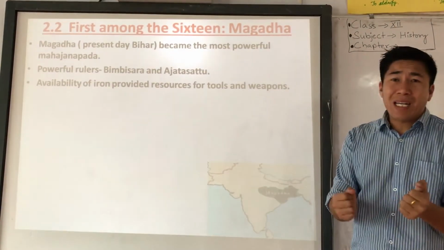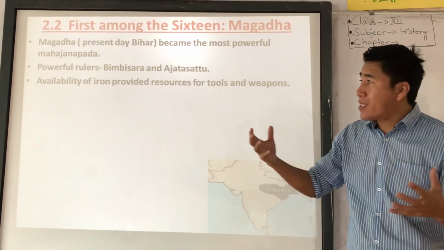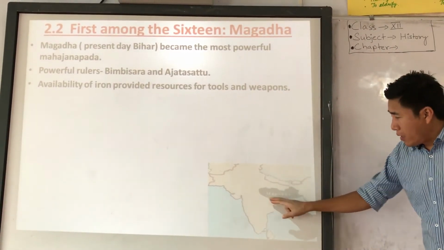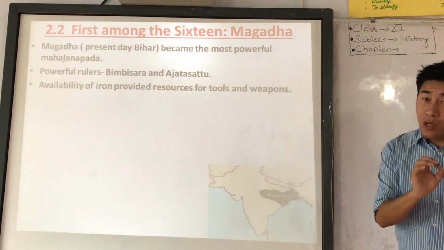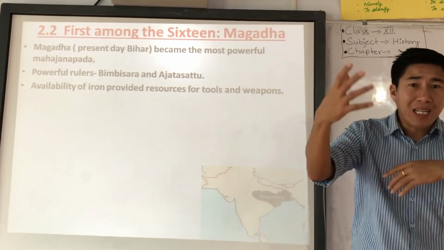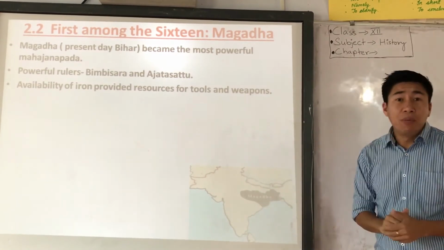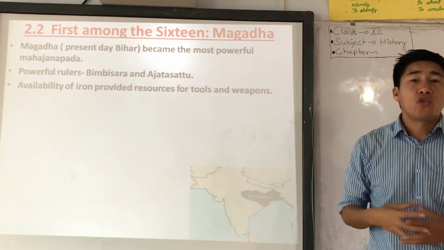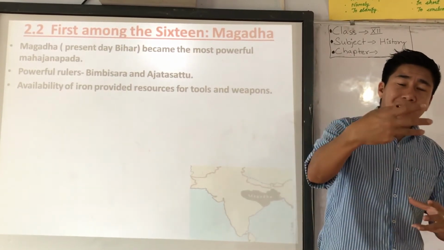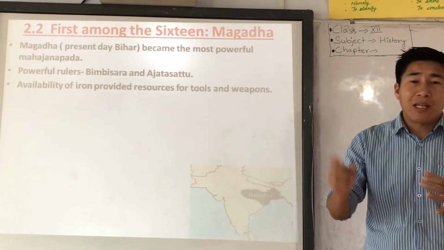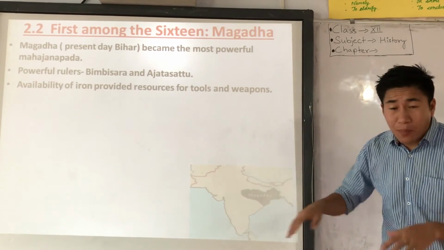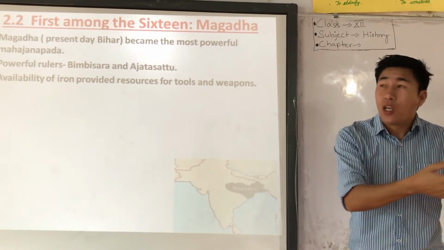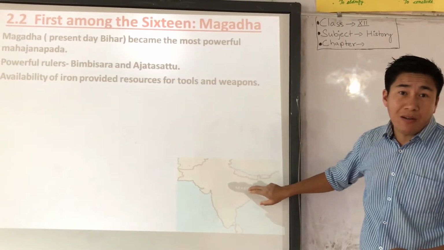And the second point, why it is considered powerful, is the availability of iron, which provides resources for tools and weapons. If you remember, present day Bihar, right? If you have heard about the place called Jharkhand in the Indian state, during that time Jharkhand was a part of Bihar. Around 2000, it became a separate state. Before 2000, we had 25 states. In 2000, three more states were added to India: Uttarakhand, Chhattisgarh, and Jharkhand. And present day Jharkhand, where Jamshedpur is, had availability of iron and steel. So Jharkhand came under Bihar at that time.